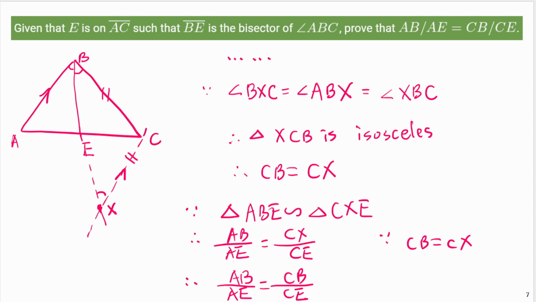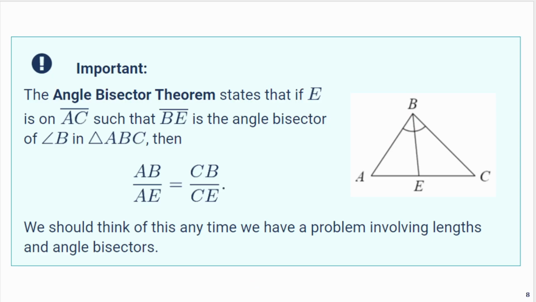Again, in summary, this tells us another important property of the angle bisector of a triangle. So let's put this in the summary. The angle bisector theorem states that if E is on segment AC such that BE is the angle bisector of angle B in triangle ABC, then we have the following conclusion: AB over AE equals CB over CE. We should think of this anytime we have a problem involving lengths and angle bisectors, right?